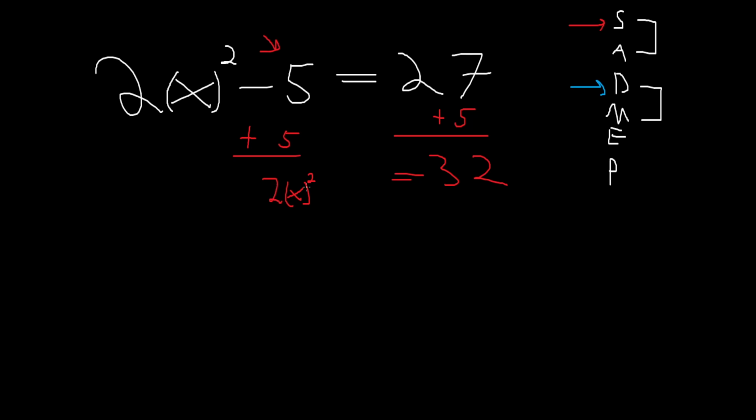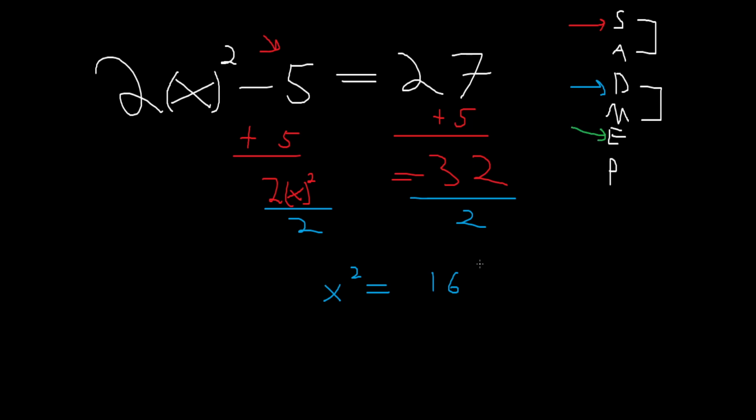Okay, so we have 2 times x squared. So the opposite of multiply by 2 would be divide by 2. So that's exactly what we're going to do. So we get x squared equals 16. Awesome. So we've taken care of the division and multiplication.